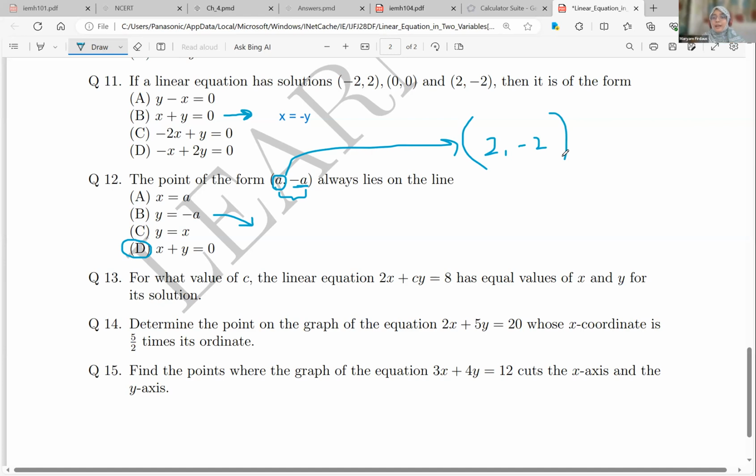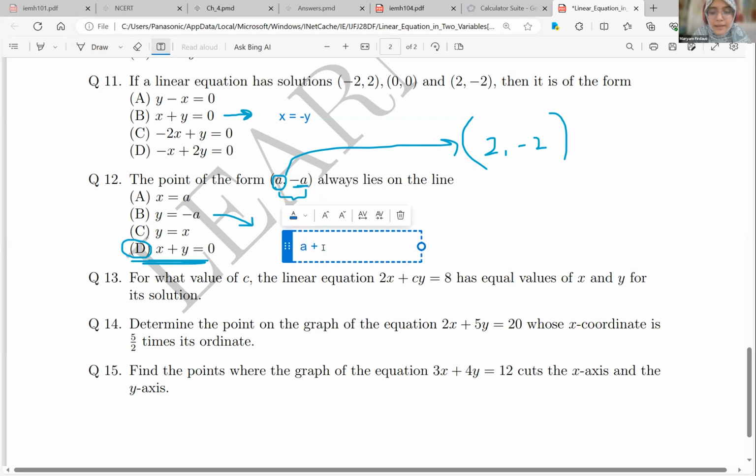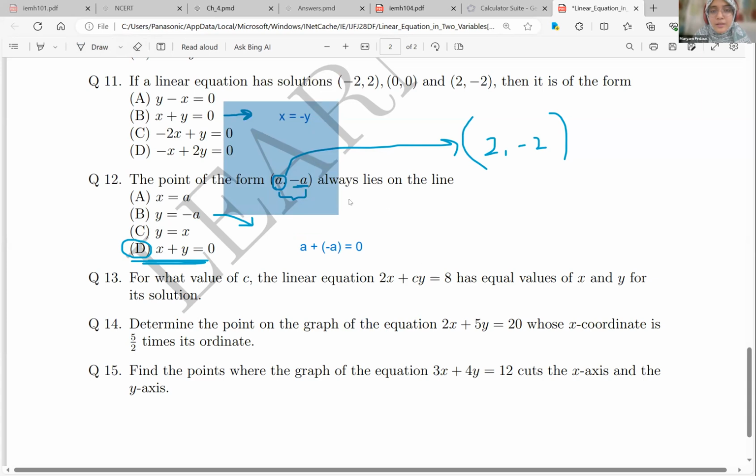All of these points, when you collect them, you will see that they give you this line, x plus y equals 0. Why? Because over here, your x is your a, and a plus minus a is giving you 0, right? This is the x coordinate, a, and your y coordinate is minus a. So when you add them, you get 0, which is exactly what the last option says. Is that clear?